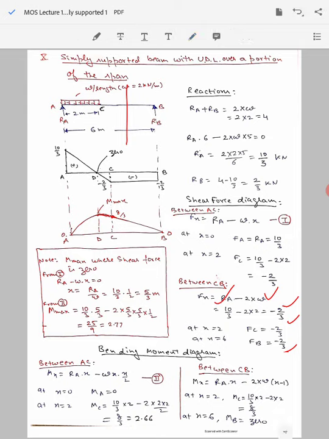Now next thing is to draw the bending moment diagram. Of course, the shear force will remain minus 2 by 3, same up to the point B. So there will be a horizontal line appearing here just for the sake of completeness of my argument. Now let's calculate the bending moment.